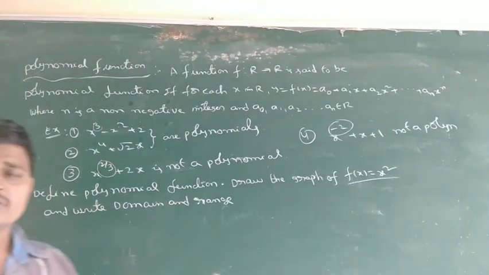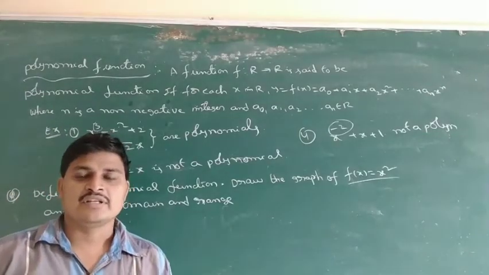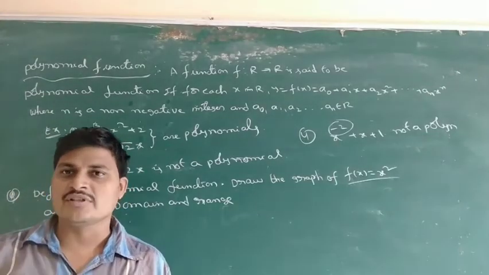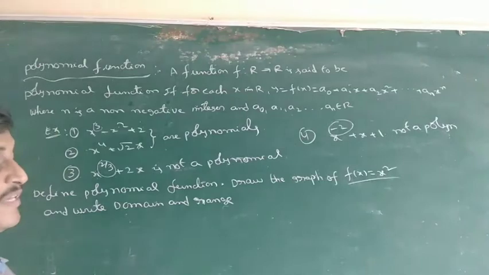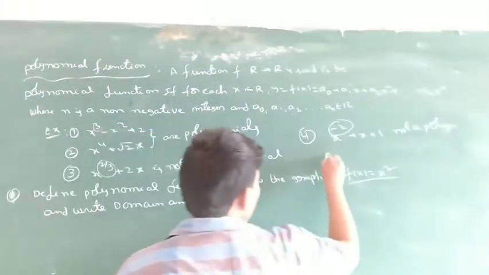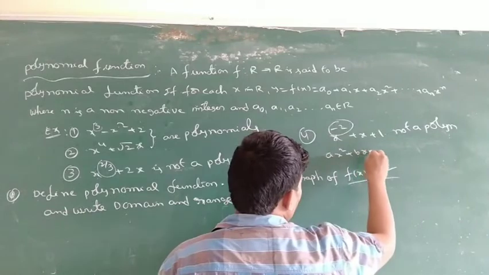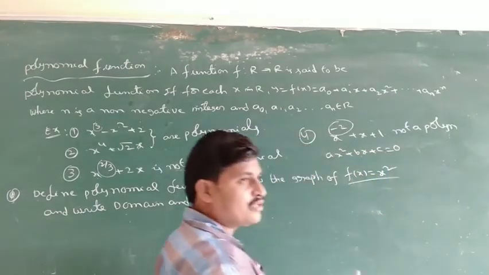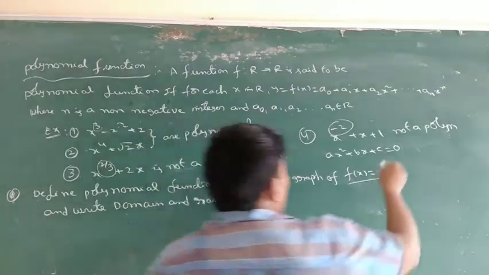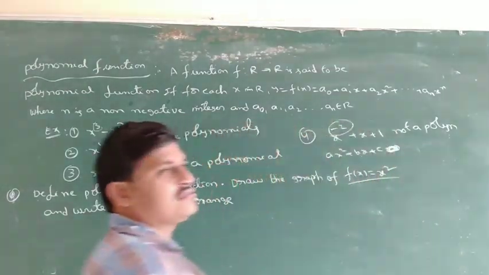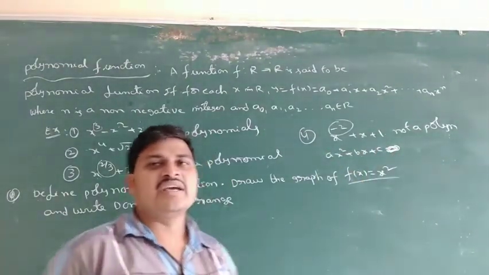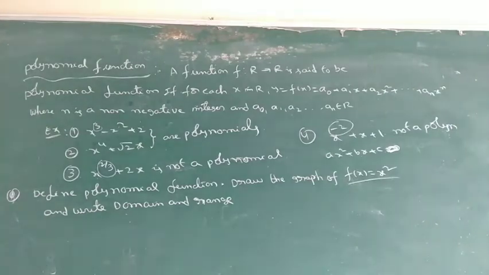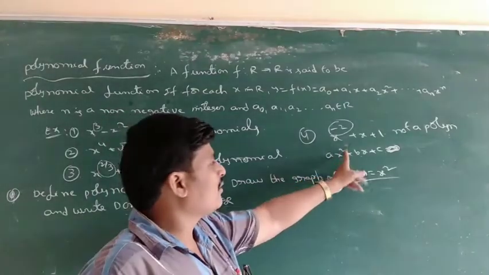A quadratic expression is also a polynomial: ax square plus bx plus c. Note that a quadratic equation is ax square plus bx plus c equal to 0, but the expression without equal to 0, ax square plus bx plus c, is called a polynomial of degree 2.